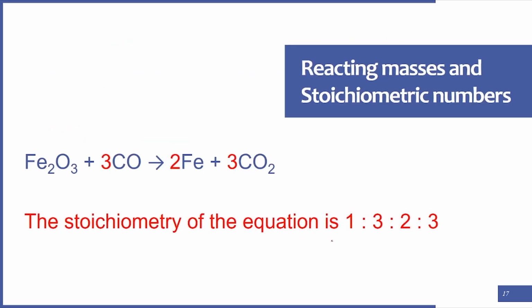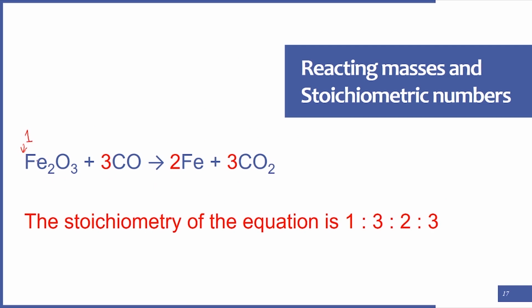For an effective chemical reaction, we need to know the stoichiometry of the chemical equation, or the ratio of moles of the reactants and the products. For example, this equation shows us the stoichiometry as a large number written beside the chemical formula.